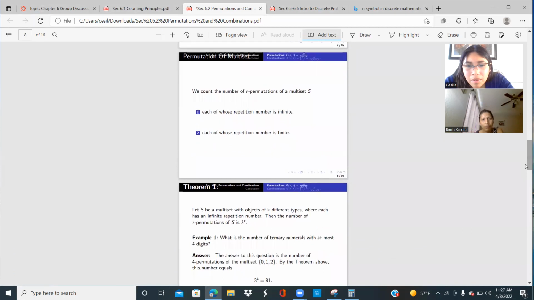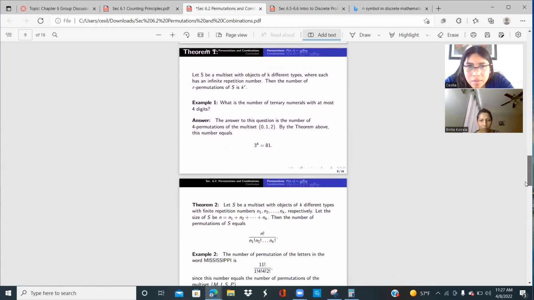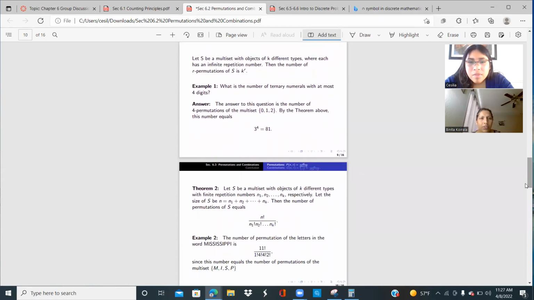Permutations of a multiset. We count the number of r-permutations of a multiset S, each of whose repetition numbers is infinite, and each of whose repetition numbers is finite. So here's theorem 1. Let S be the multiset with objects of k different types where each has an infinite repetition number. Then the number of r-permutations of S is k to the power r.